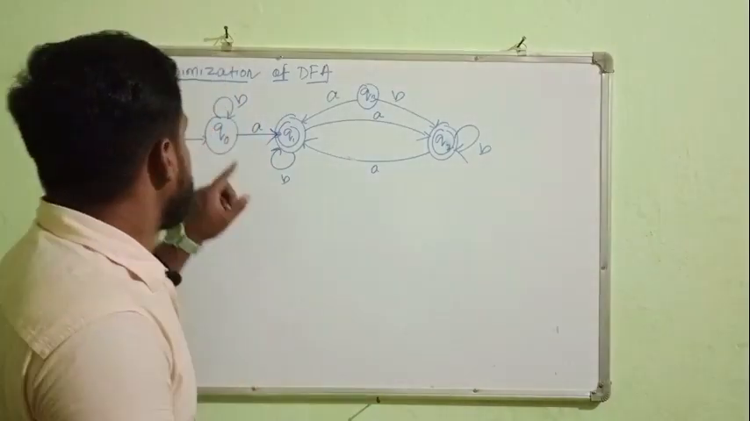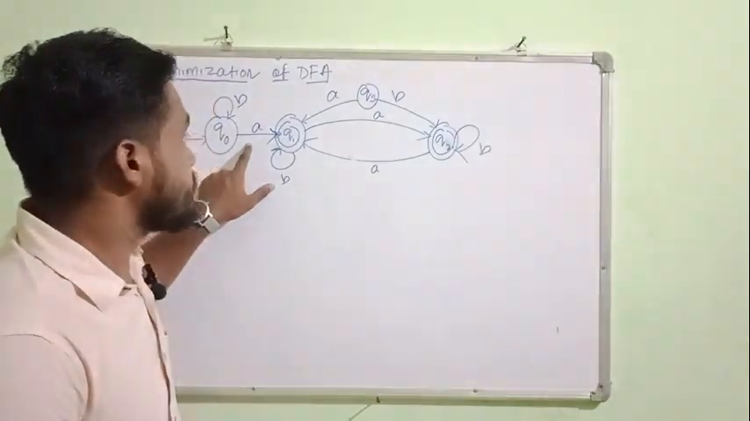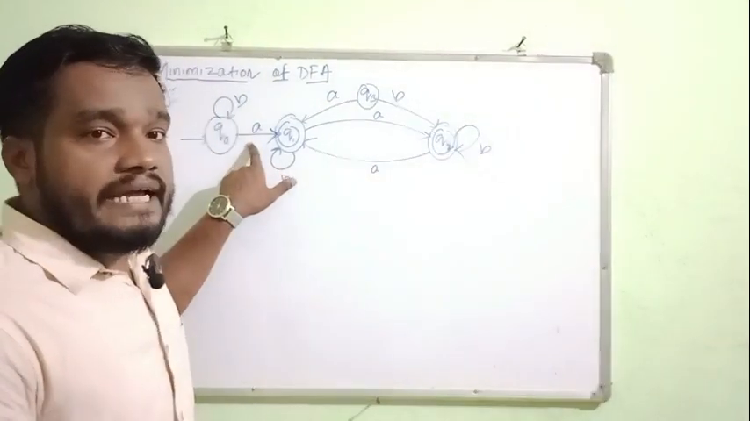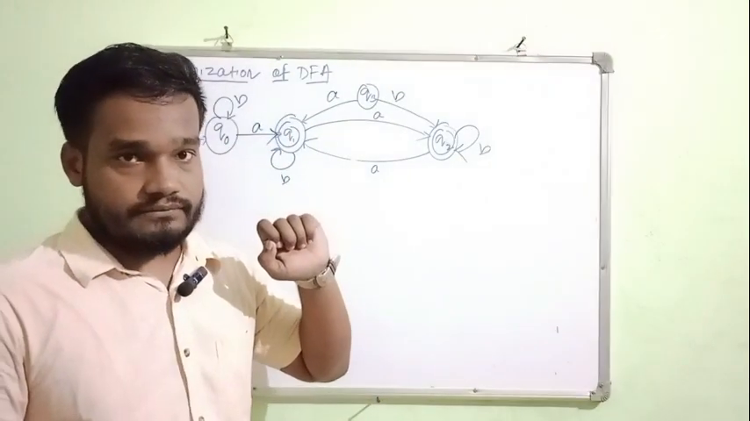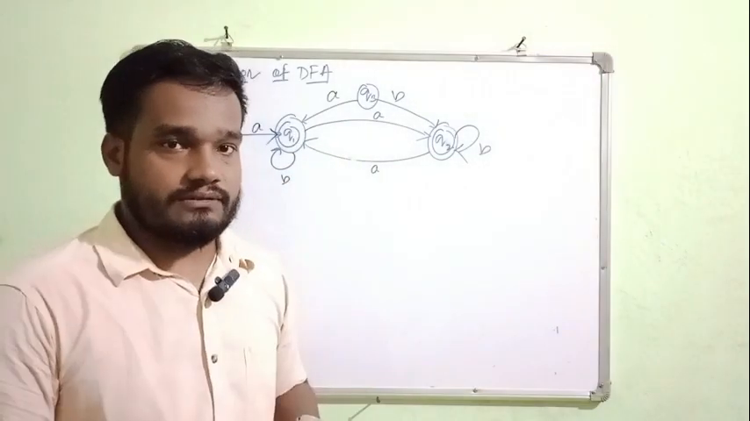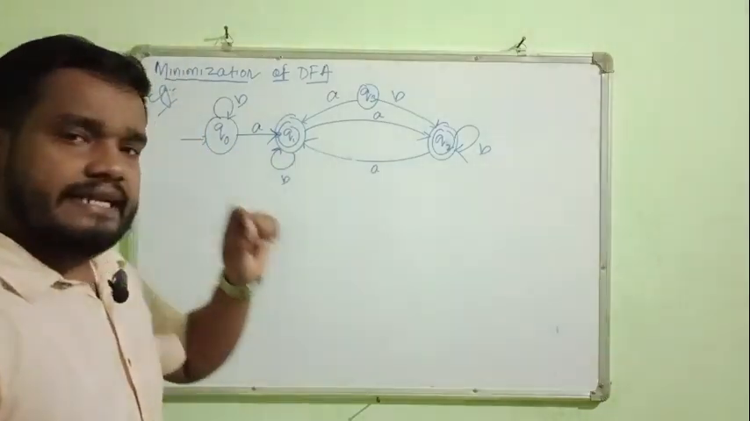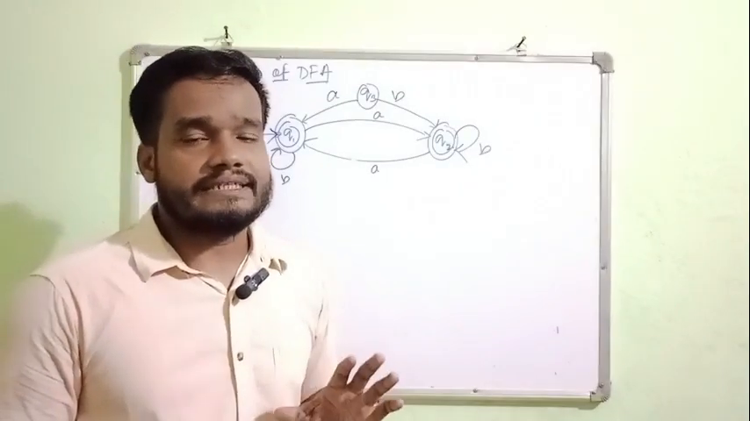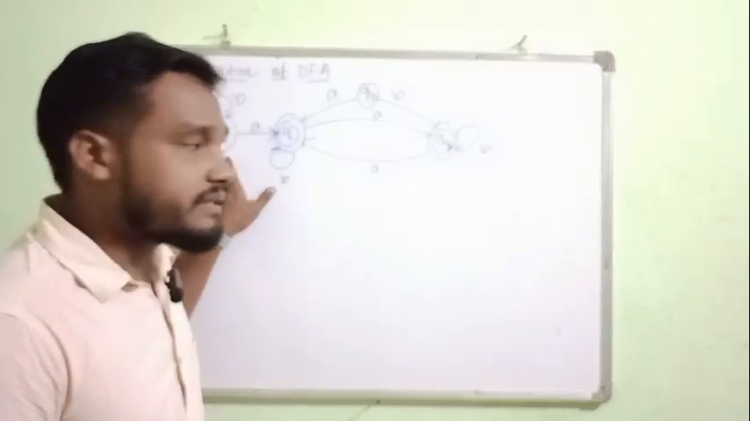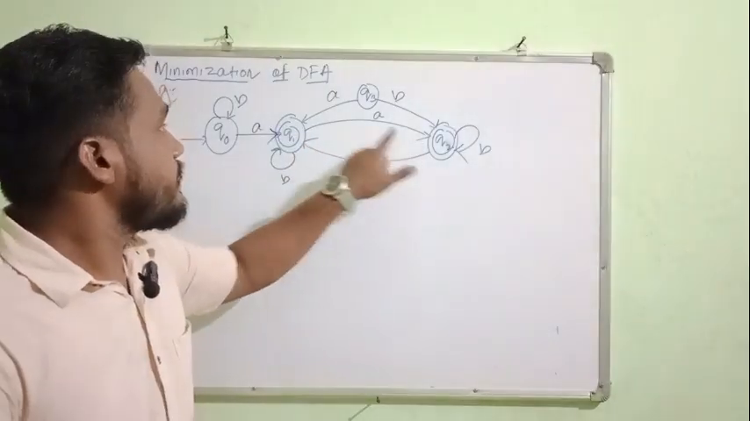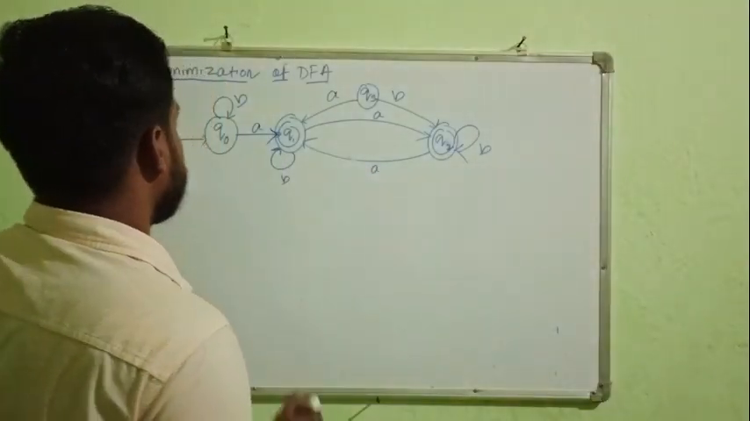Why? Because Q0 has connectivity with Q1, there is a transition A. We don't have a transition or path from Q0 to Q3. So it is inaccessible, because directly or indirectly connectivity is required. In the case of Q2, it has connectivity to Q1, that is A. But Q3 is inaccessible, so we will eliminate Q3.